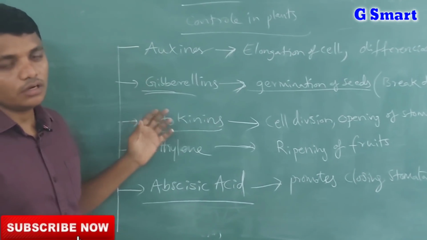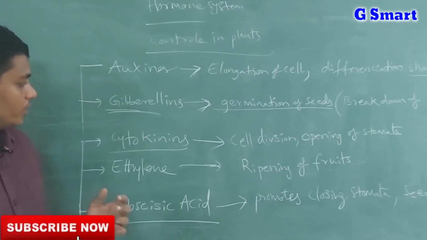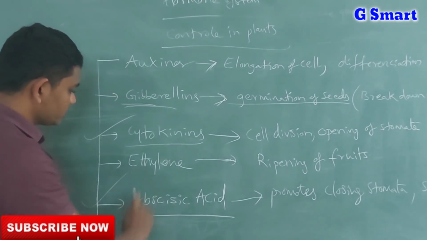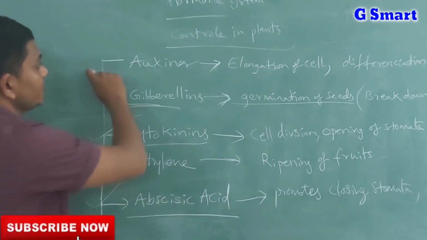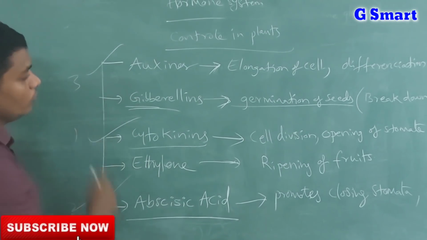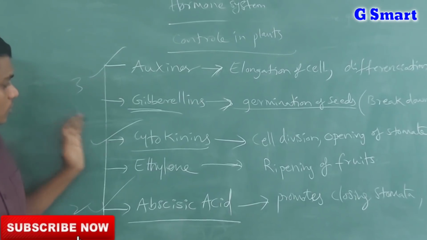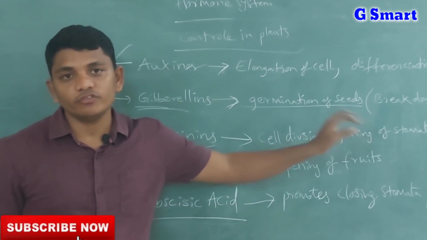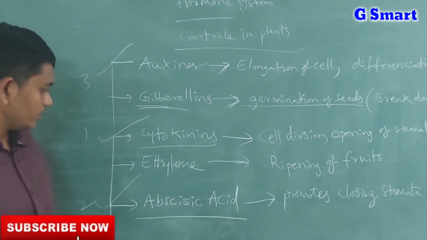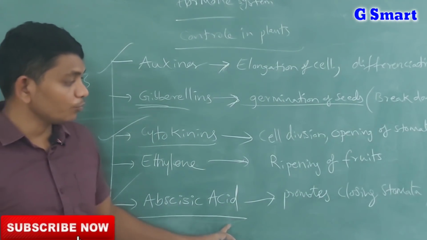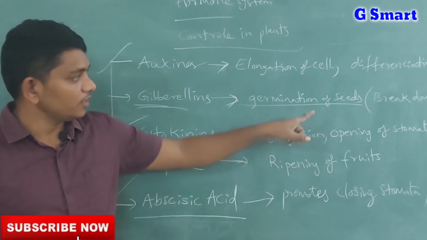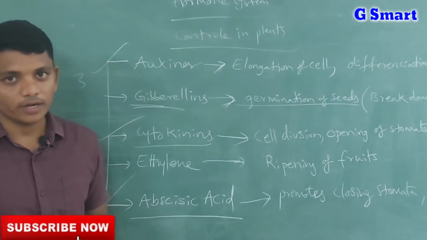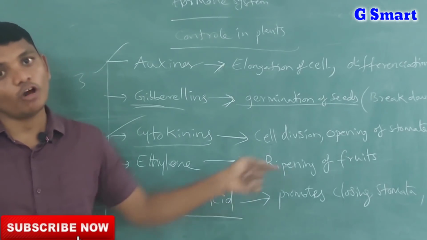So from this chart we can expect questions from these three. First one is cytokinins, second one is abscisic acid, and third one is auxins. Cytokinins promote cell division and opening of stomata. And abscisic acid promotes the closing of stomata. Cytokinins are responsible for opening of stomata, abscisic acid is responsible for closing of stomata. And also it promotes seed dormancy.